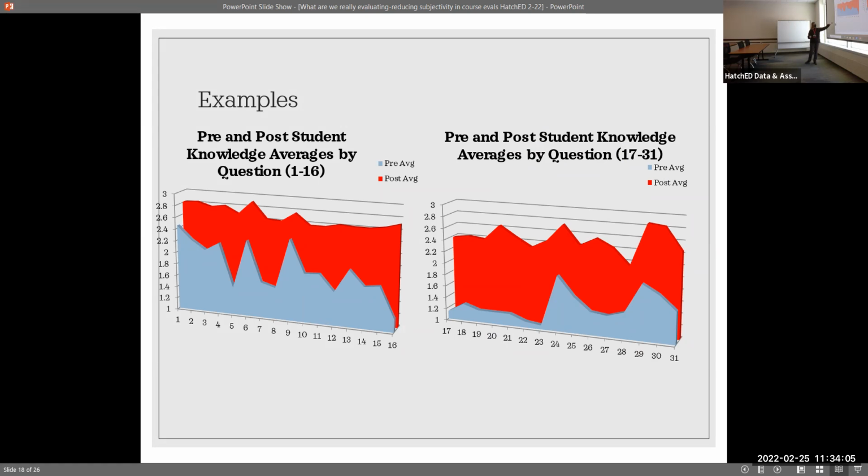And the course outcome by question, and this one I had 31 outcomes I was measuring. This was in my early days as I was refining this process. You can see the pre-average is in light blue and the post-course average is in red.